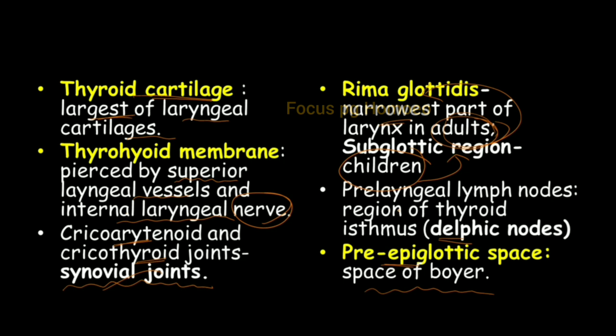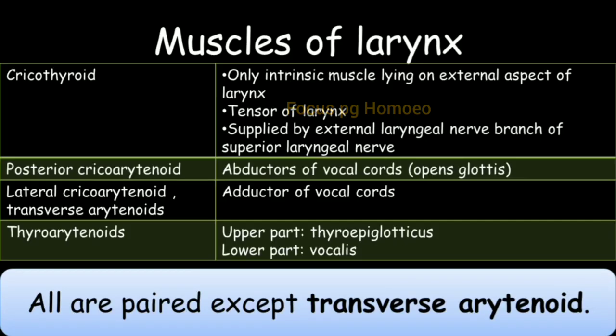So I am repeating. The largest laryngeal cartilage is thyroid cartilage, and thyroid membrane is pierced by superior laryngeal vessel and internal laryngeal nerve, and the synovial joints are cricoarytenoid and cricothyroid. Then rima glottidis is the narrowest part of the larynx in adults, and subglottic region in children. Prelaryngeal lymph nodes in the region of thyroid isthmus are also called Delphian nodes, and pre-epiglottic space is called the space of Boyer. So these are the few MCQ points related to larynx.